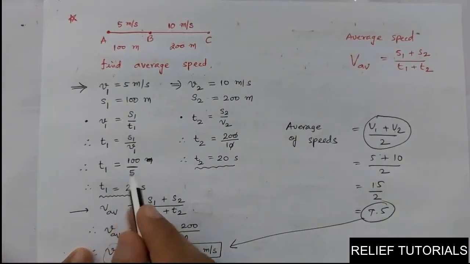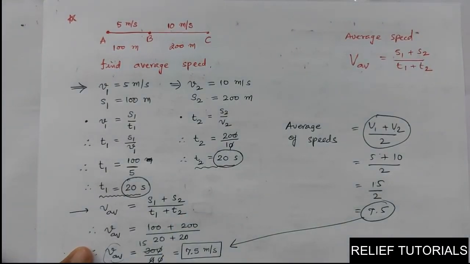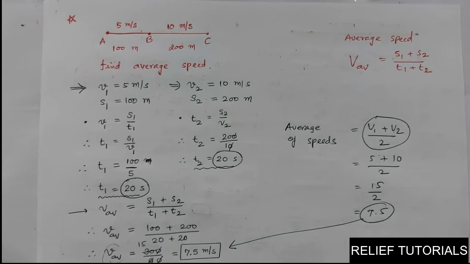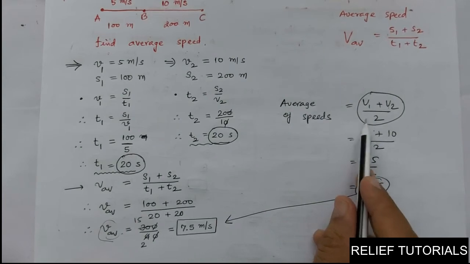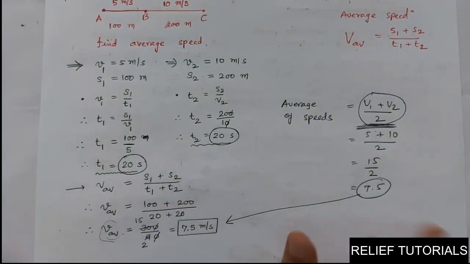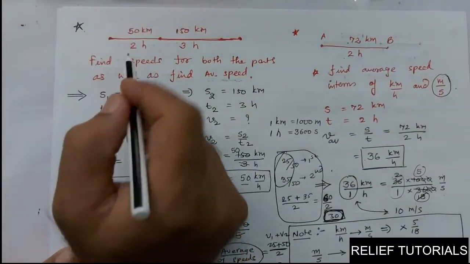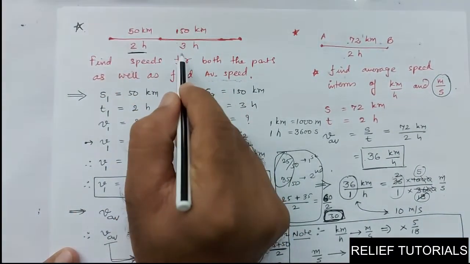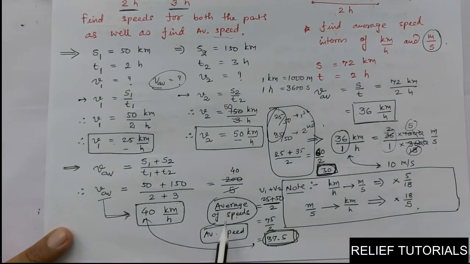Here if you see, the time intervals are same. So whenever the time intervals are same, VAV can be found by this method also. This formula for VAV is only applicable when time intervals are same. Here the time intervals were different. What was the time interval for the first part? 2 hours. Time interval for the second part? 3 hours. So in that case, average of speed and average speed are both different.